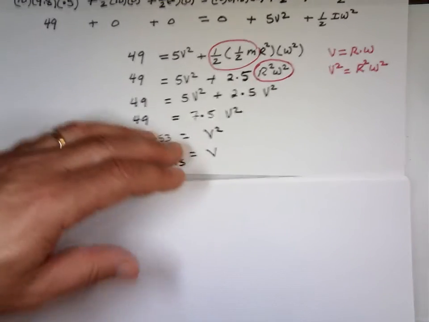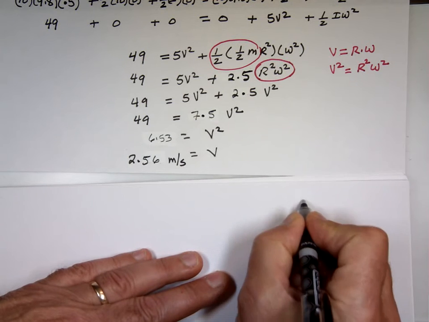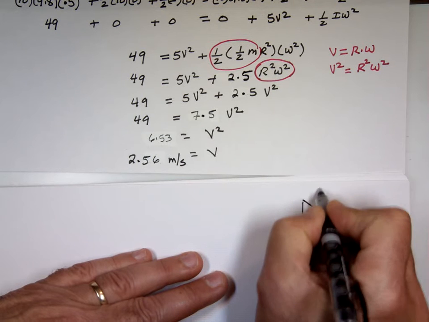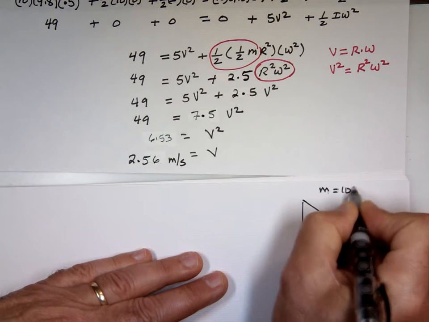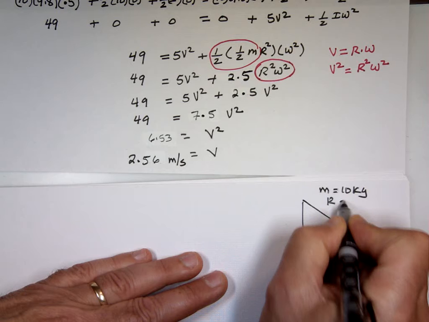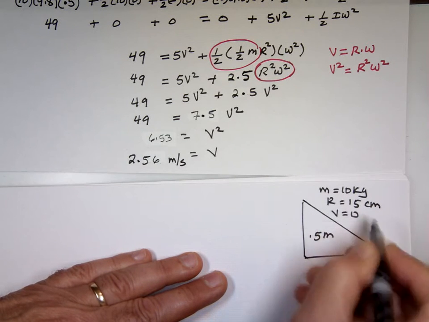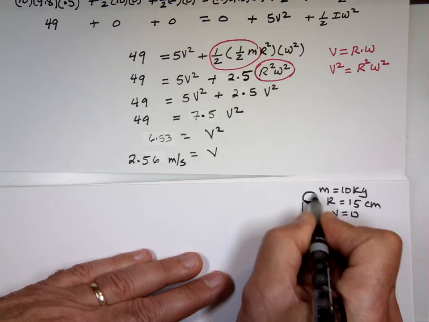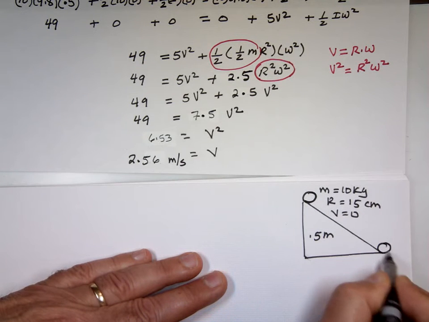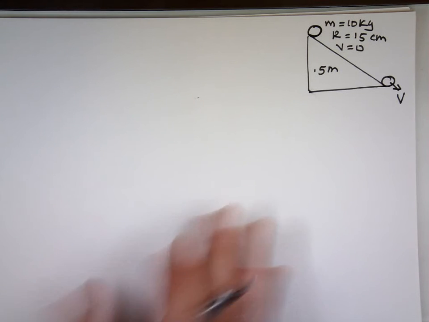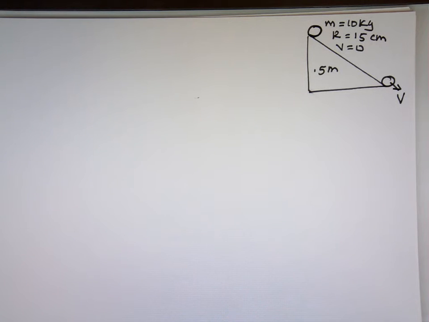Now we're going to repeat the problem with the ring. Same thing, everything the same. This is 0.5 meters. Mass is 10 kilograms. Radius is 15. Initial velocity is 0. But instead of a disk, it's going to be a hoop. And what's the velocity when it gets to the bottom? We'll see who's moving faster. And we're going to do the same thing.